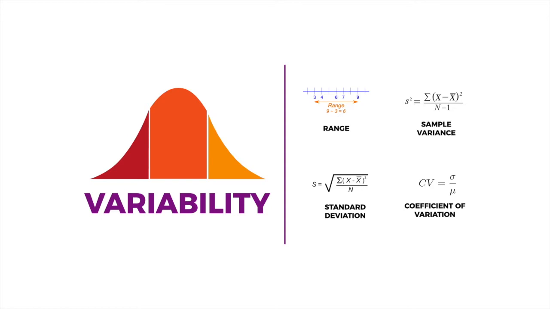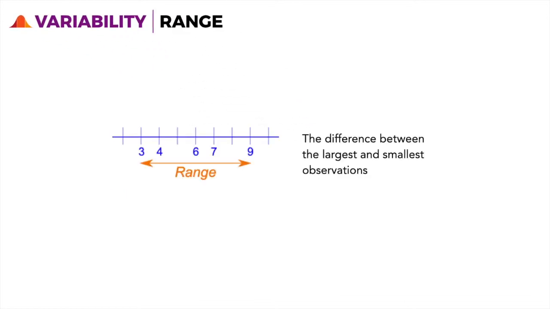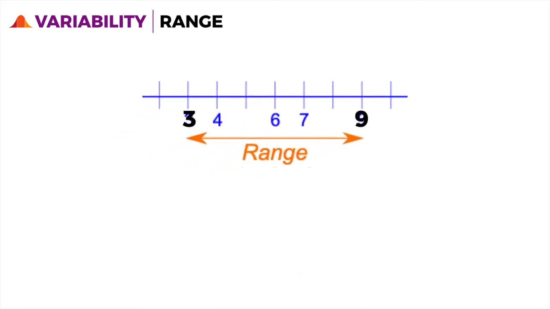Let's start with range. Range is the difference between the largest and smallest observation. So what you do here is you only get the highest and the lowest number. You find the difference, and that's the range. For example, if the highest number is 9 and the lowest is 3, you subtract 3 from 9, or 9 minus 3 is equal to 6. So 6 is how dispersed the data is.